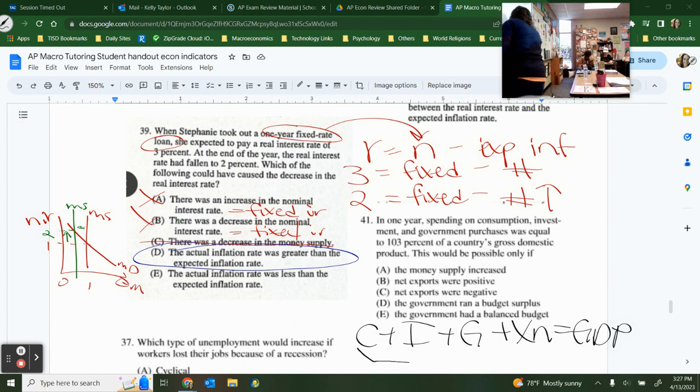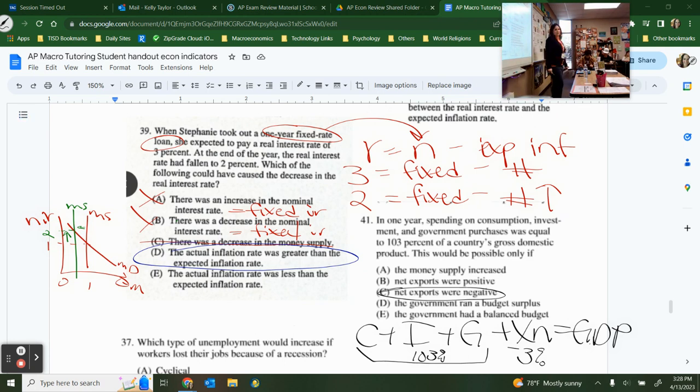It looks like these numbers are 103% of this number. How could that possibly be? Maybe if this other remaining variable is 3% negative, then you could have GDP being 100% of itself. If net exports are negative, then we have a trade deficit. So that's the case. All of the other ones are just not even relevant to the question.